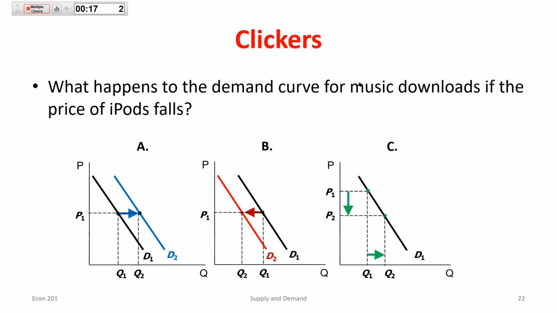So kind of think about here, right? Back in the day, the only value of an iPod was the fact that you could play music on it. So if I'm downloading music, a complementary good would be this iPod, right? So what happens to the demand curve for music downloads if a complementary good's price goes down? Should be AA. So I think I have them all set to AA.